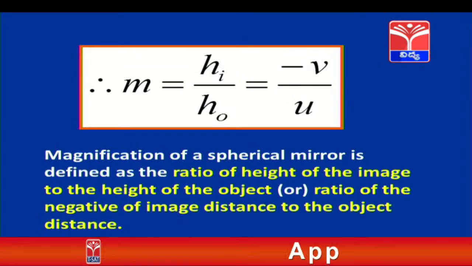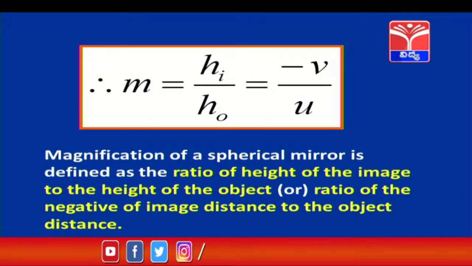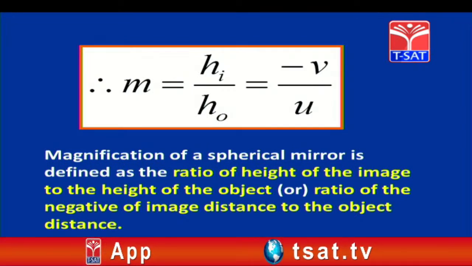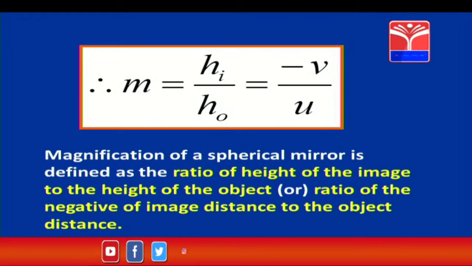Children, this is the definition of magnification that we have to remember. M is equal to HI by HO is equal to minus V by U. This is the formula for magnification. Magnification here is defined in two ways. It is defined either as the ratio of the height of the image to the height of the object, or as the ratio of the negative of the image distance to the object distance.